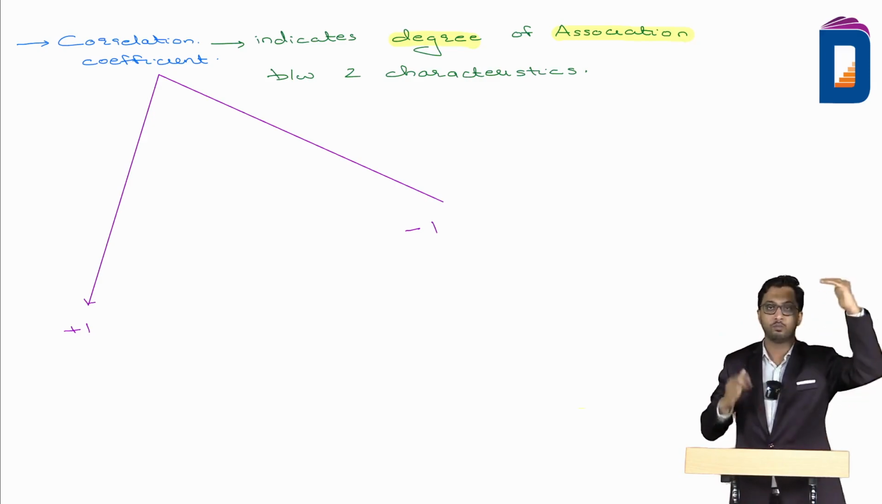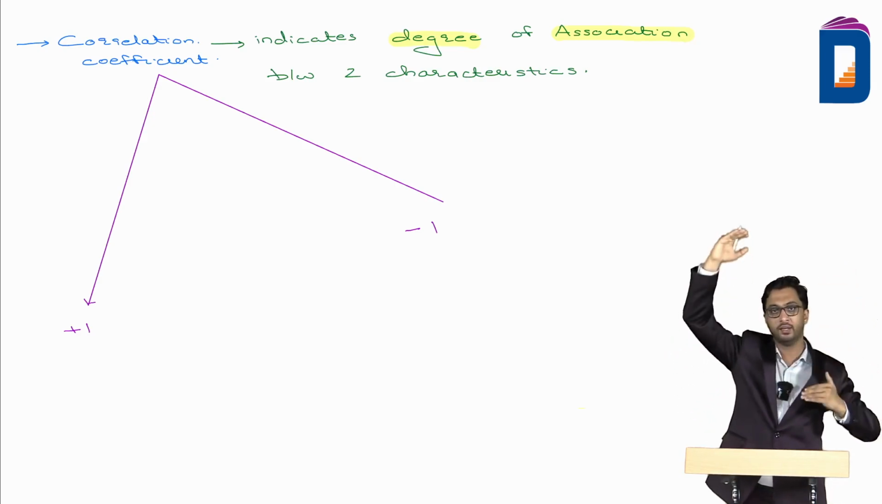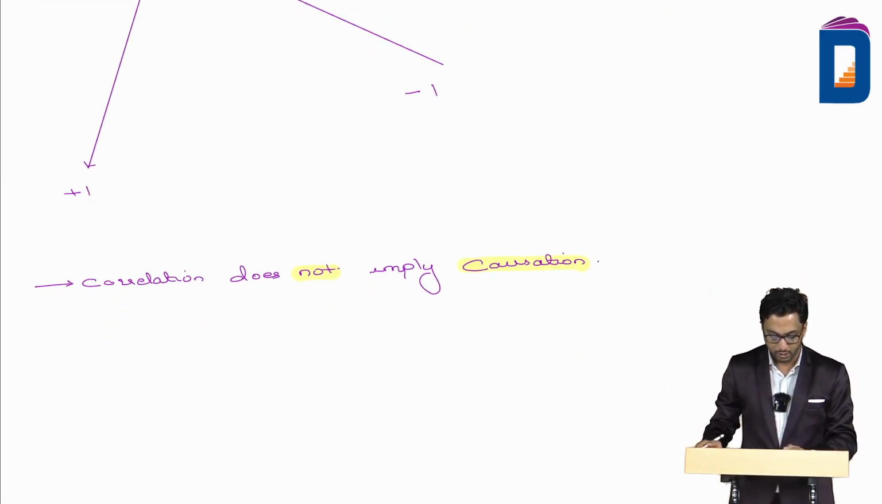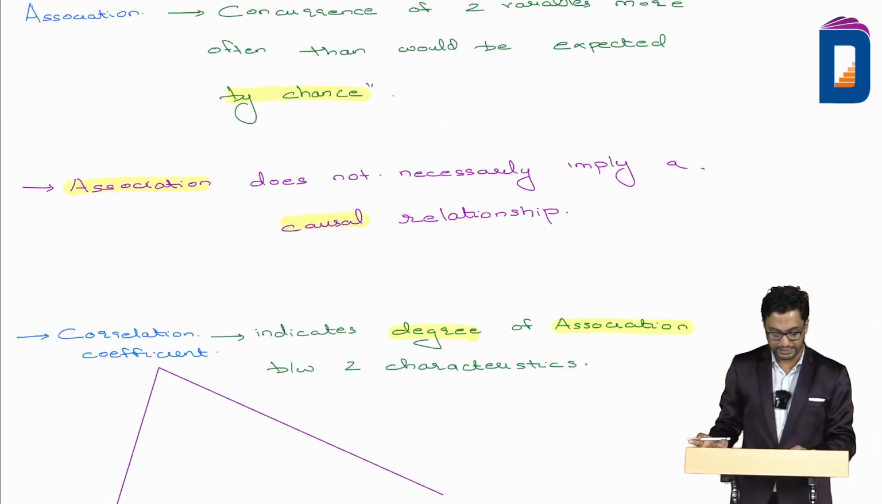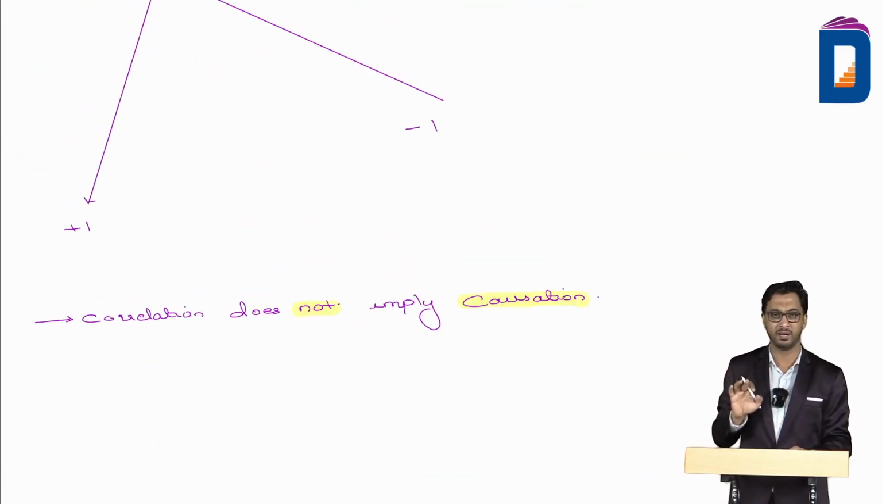So +1 means both increase together, -1 means one decreases, the other increases. That's the correlation coefficient, -1 to +1. Again, correlation coefficient does not always imply causation. So that means association does not always imply causation. Correlation also doesn't always imply causation.